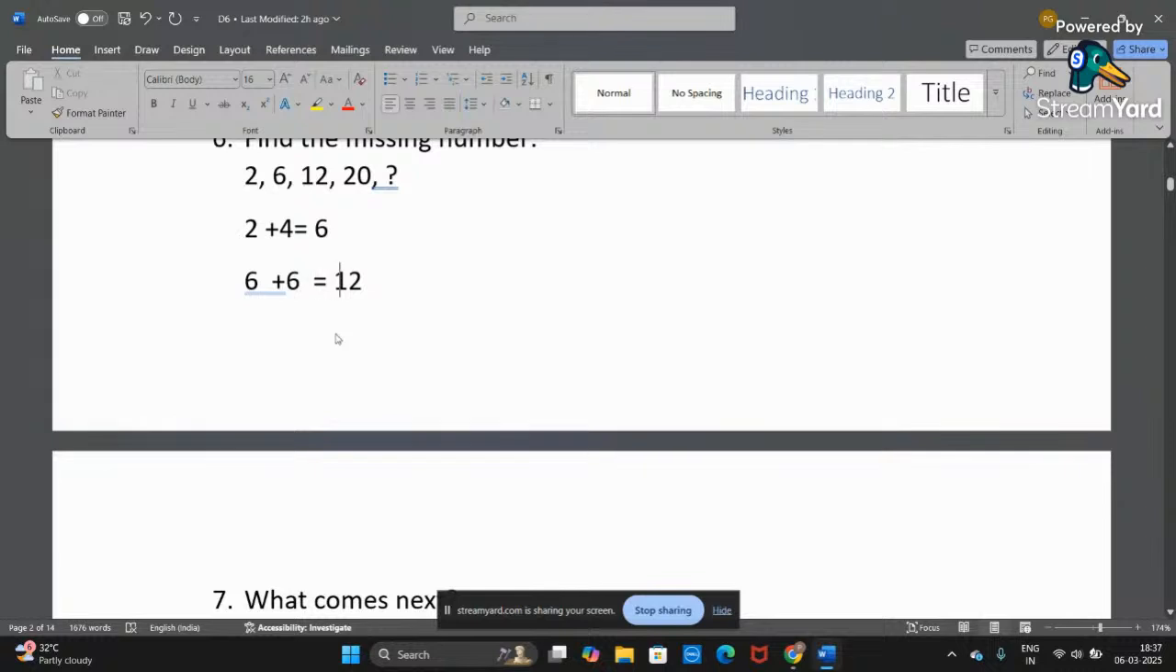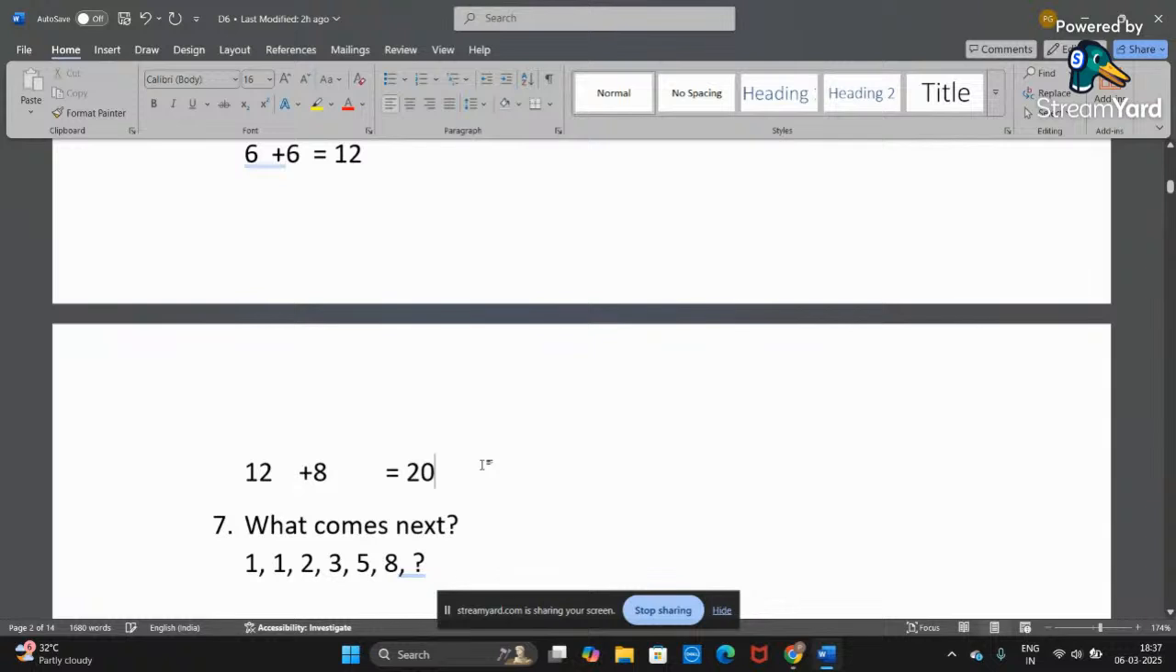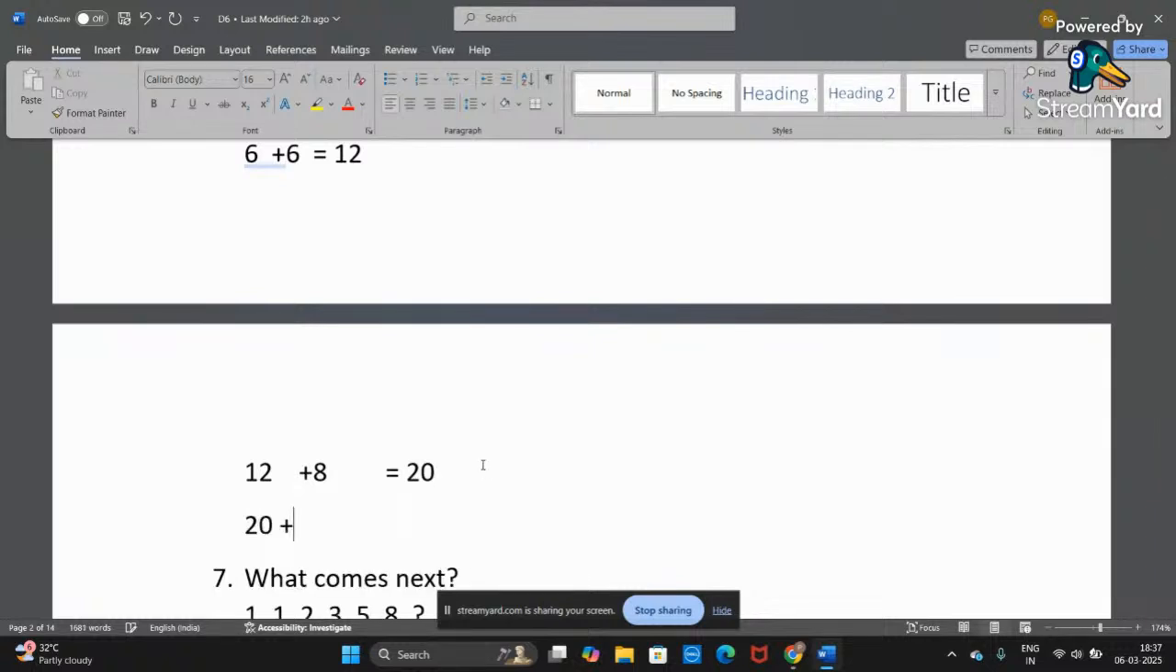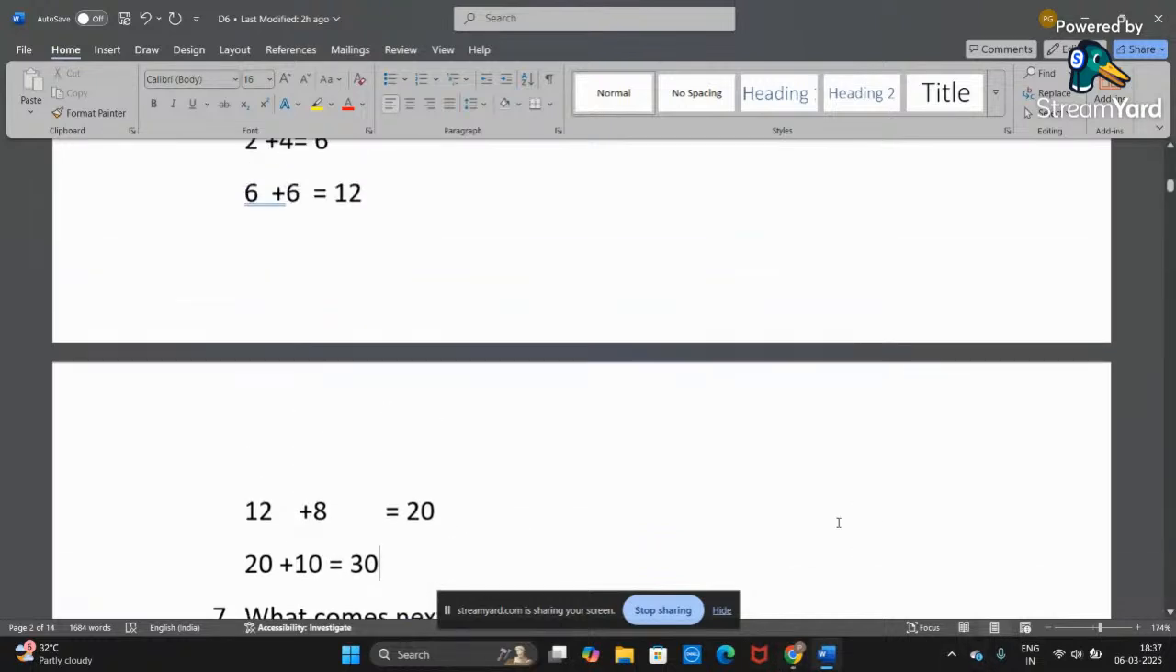Okay. Next, between 12 and 20, how much are they going to add to get 20? It is 8, right? See, here they added plus 4, here 6, here 8. Then here it should be added with which number? It's all even numbers: 4, 6, 8. The next even number is 10, right? So 20 plus 10 equals 30. 30 is your answer. Any doubt?